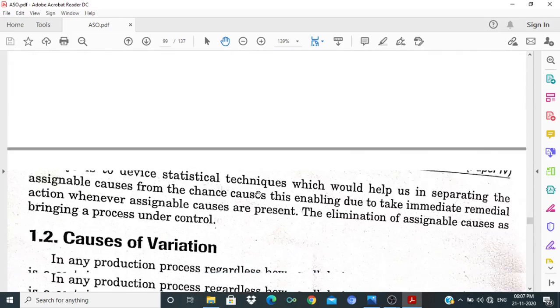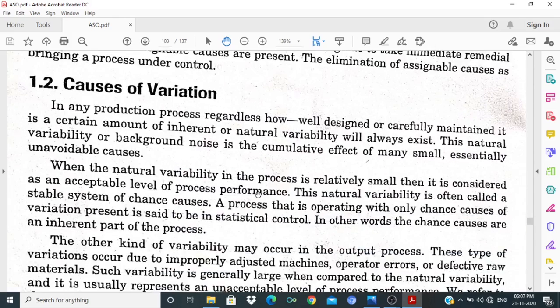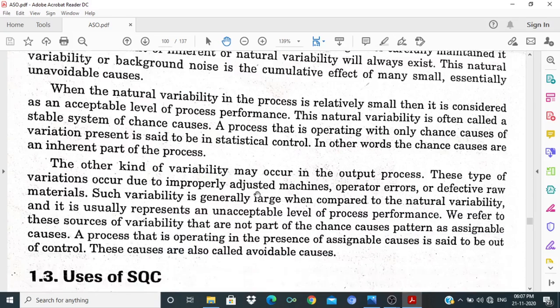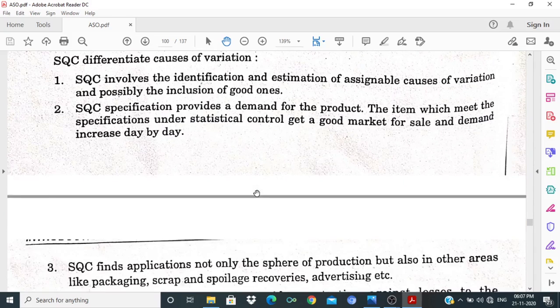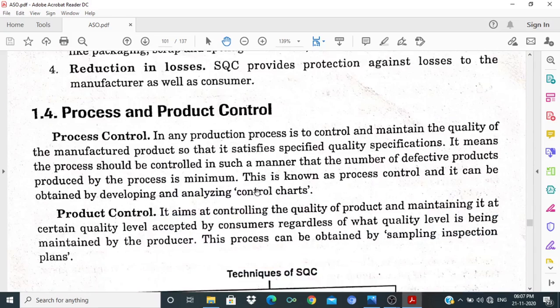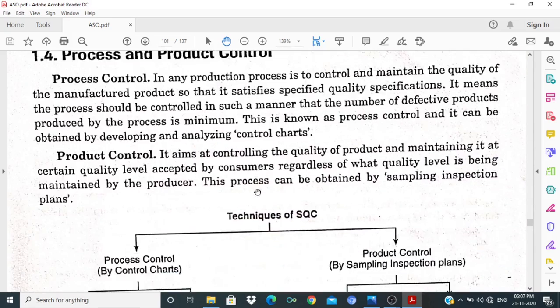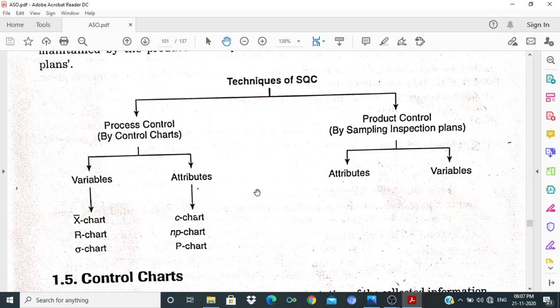Definition of SQC. Causes of variation. There are two causes of variation. Uses of SQC: process and product control. Techniques of SQC. Here the process control is bifurcated into variable charts and attribute charts.